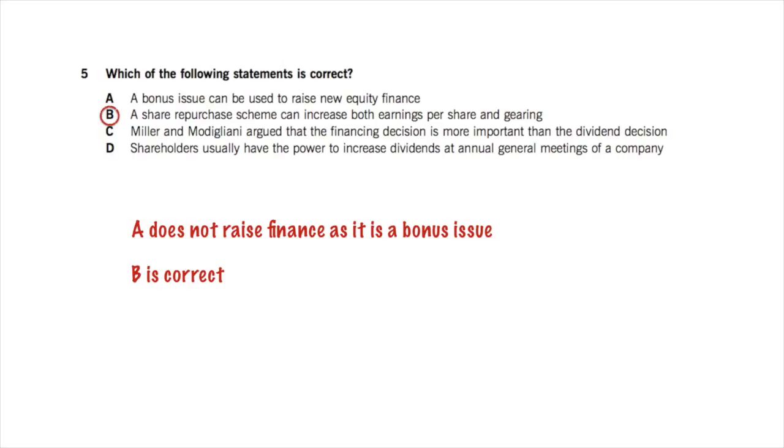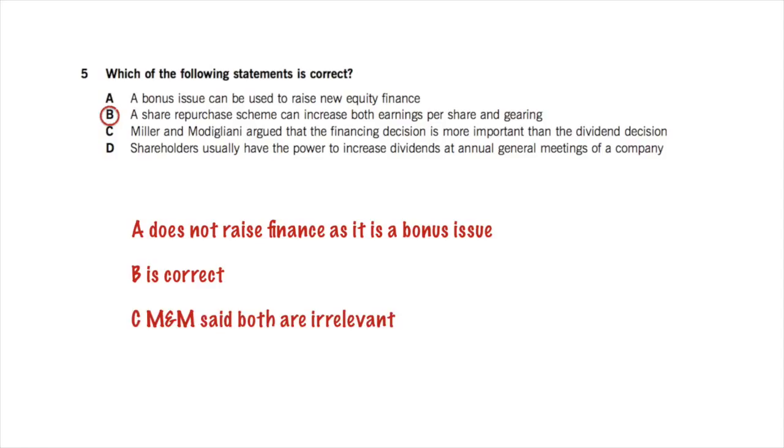Because if you repurchase shares, that means there's less shares. So that will increase earnings per share. So less shares, same earnings, better earnings per share. And gearing will also be increased because less shares, same debt. Well, that means that you've got more debt, less equity, and gearing will increase. So B was correct, but let's learn a bit as to why C and D weren't.